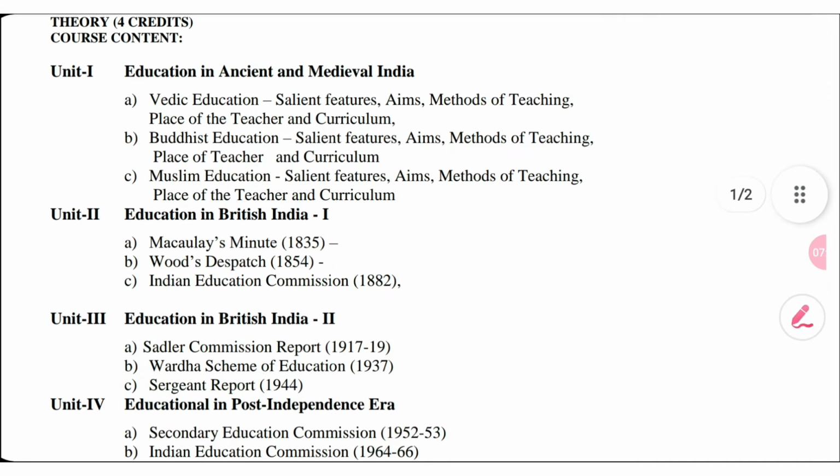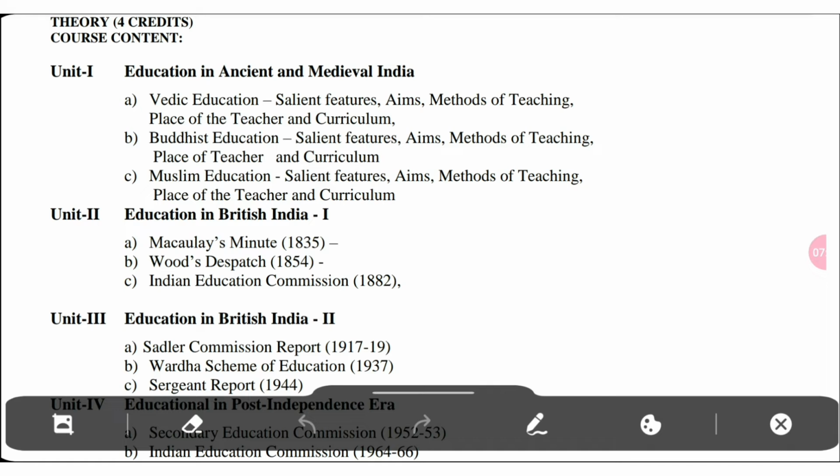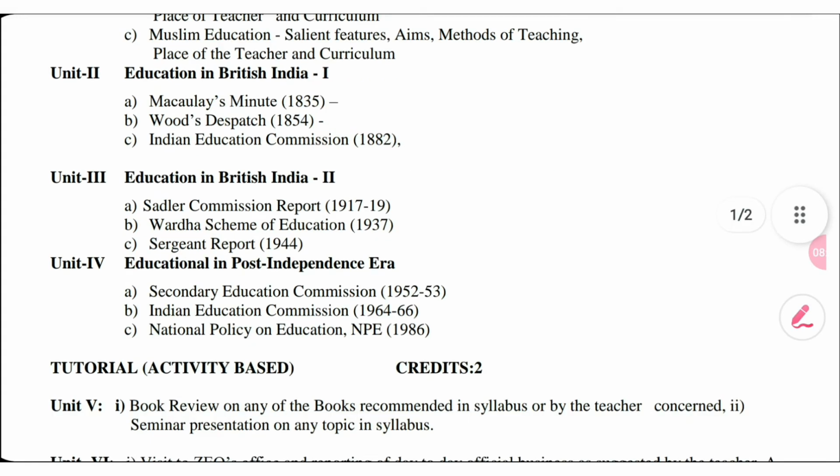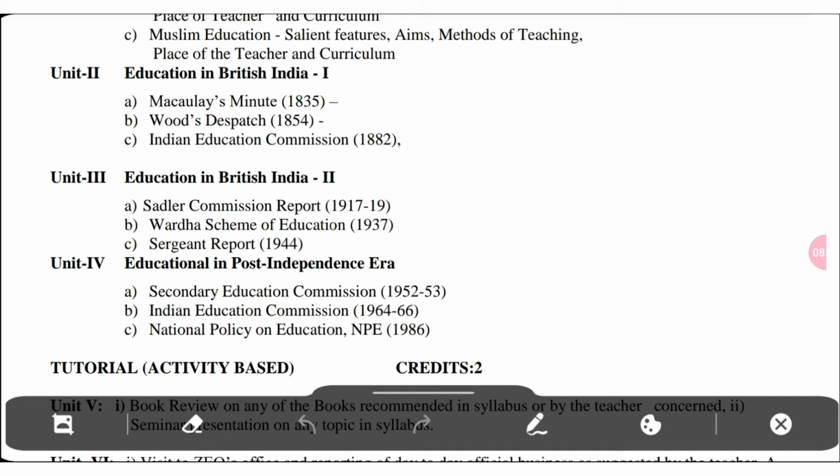the second unit of the syllabus is Education in British India first. And in this we have Macaulay's Minute 1835, Wood's Despatch 1854, Indian Education Commission 1882. Unit 3rd, Education in British India second. And in this we have Sadler Commission Report 1917 to 1919, Wardha Scheme of Education 1937, Sargent Report 1944.